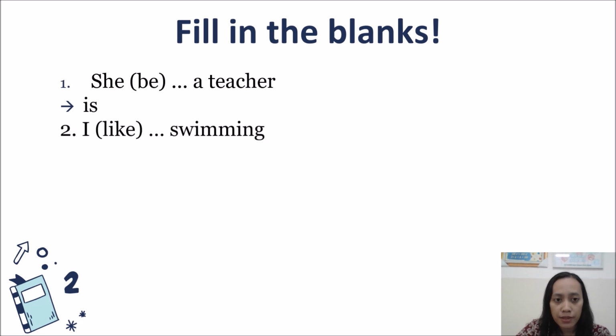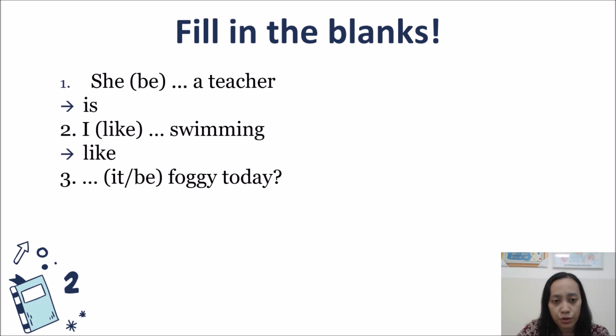Number 2, I like swimming. Like is the verb, so we have to look at the subject used. It is I, so we simply put like, because after the subject is verb 1. So the answer will be, I like swimming. Number 3, this is the question form. (Be) it forget today? Because this is a question, remember to put the to be at the beginning of the sentence. Because the subject is it, we need is as the to be. It will be, is it forget today?